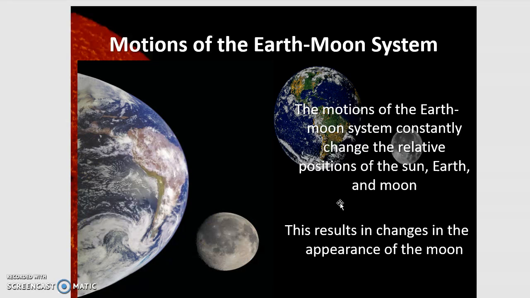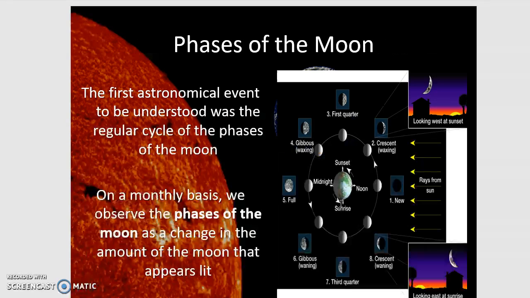Right? The motions of the Earth-Moon system constantly change the relative positions of the Sun, Earth, and Moon. This results in changing appearances of the Moon, which we call moon phases. Right? So different amounts of the Moon are going to be lit up by the Sun. Notice that the Moon does not create its own light. Instead, it is simply reflecting sunlight.